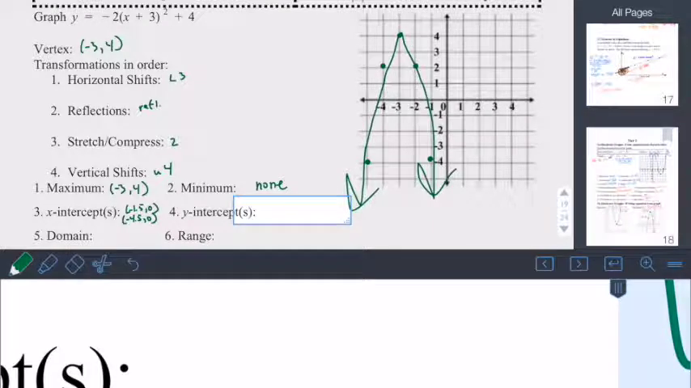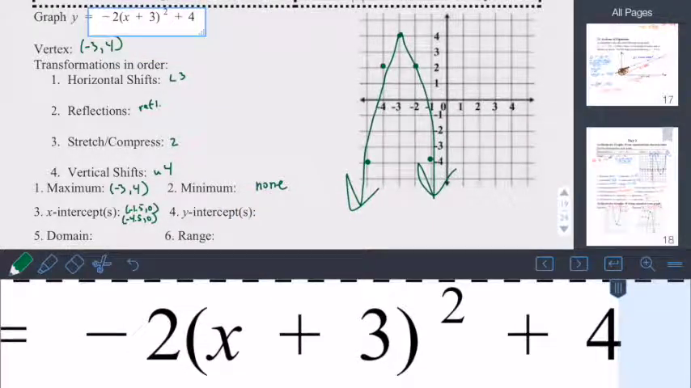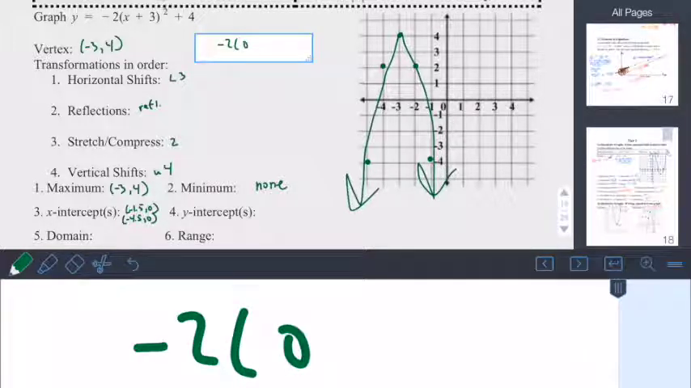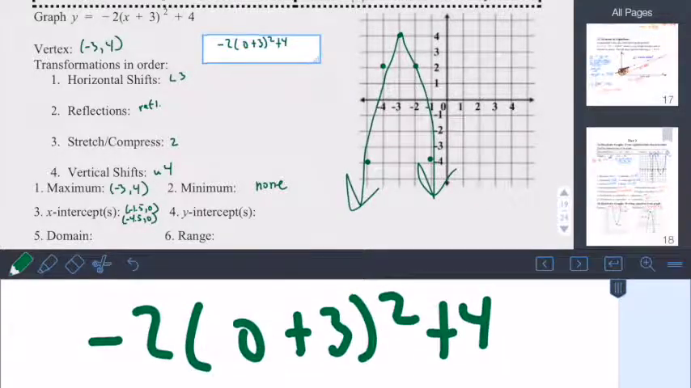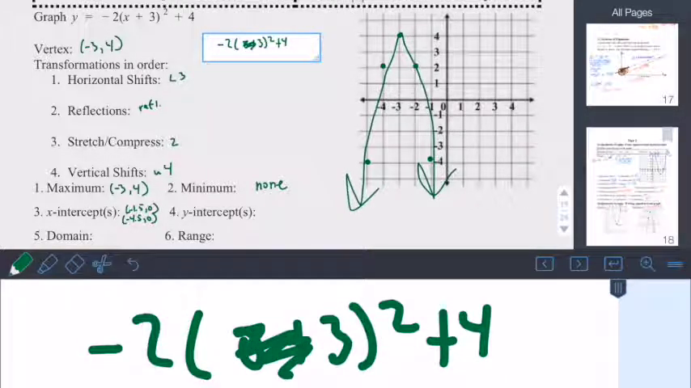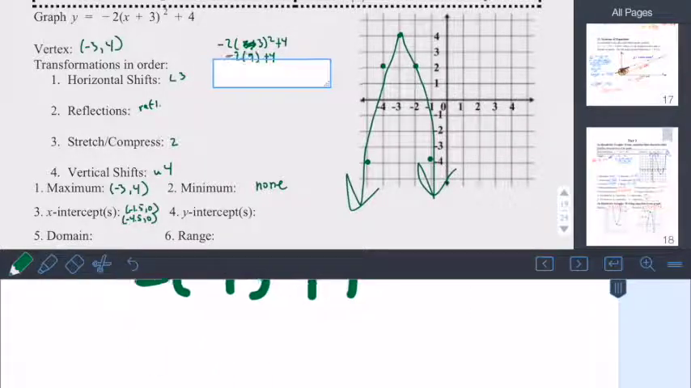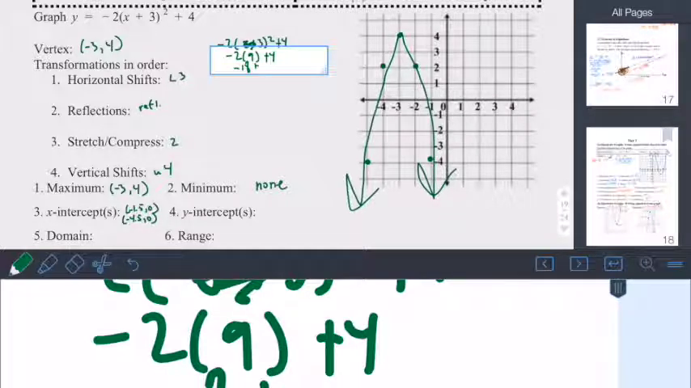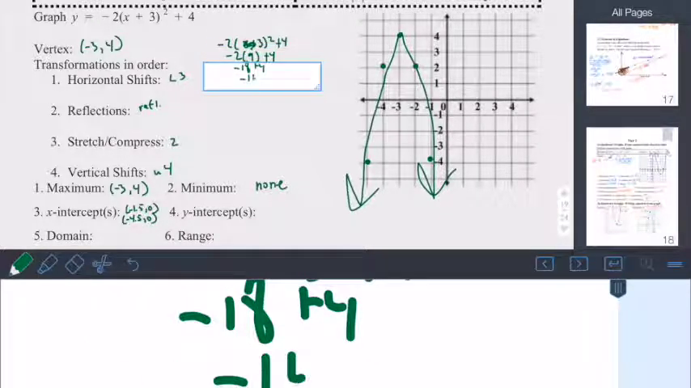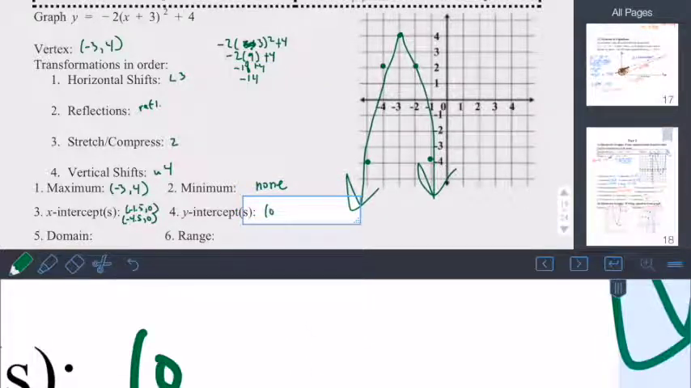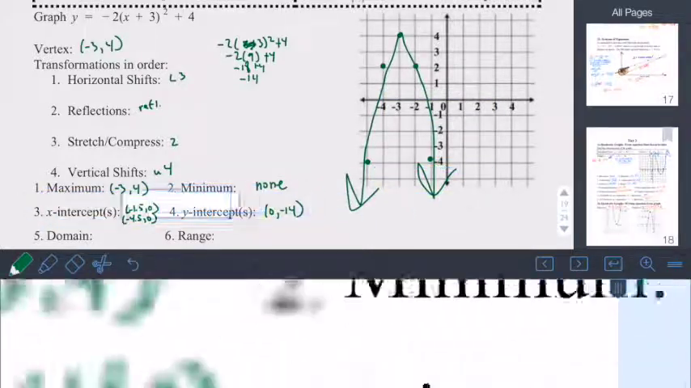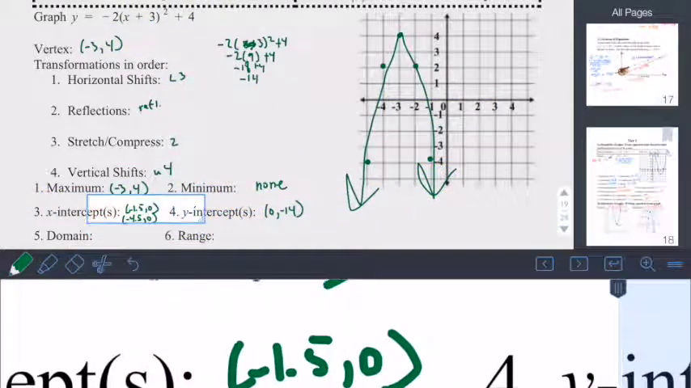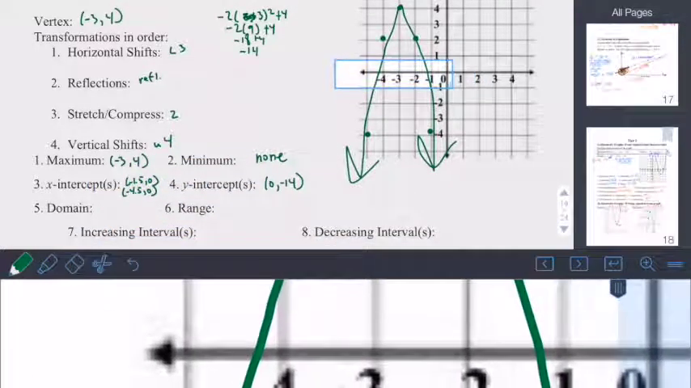My y-intercept, I'll actually plug in 0 for x and check it. So I have 0 plus 3 is just 3. 3 squared is 9. So negative 18 plus 4 is negative 14. So my y-intercept will be 0, negative 14. Again, hard to see on the graph, so I have to actually plug in my zeros to do it. These are probably wrong.